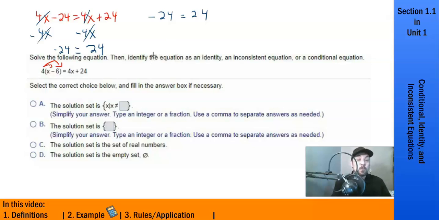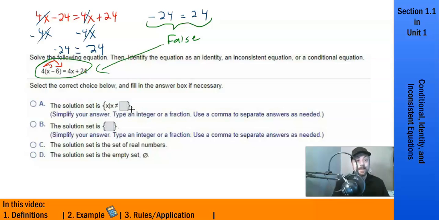And the way you know which one it should be is by looking at the result that you get after the variables have vanished. Here I'm getting negative 24 equals positive 24, which is a false statement. Right? That is not true. Negative 24 does not equal positive 24. And so the way I like to word this is I say, this is always false. Negative 24 will never equal positive 24, which means the original equation is always false.